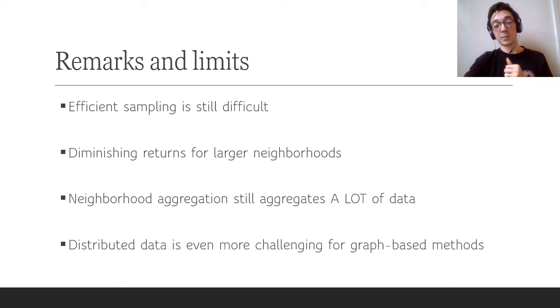Another limit to the scalability of GraphSAGE is that distributed computing is difficult for graph-based methods. Namely, distributing graph data across different machines introduces a significant problem when using GraphSAGE, as there is no guarantee that good neighborhood aggregation can be done without communicating across the network.